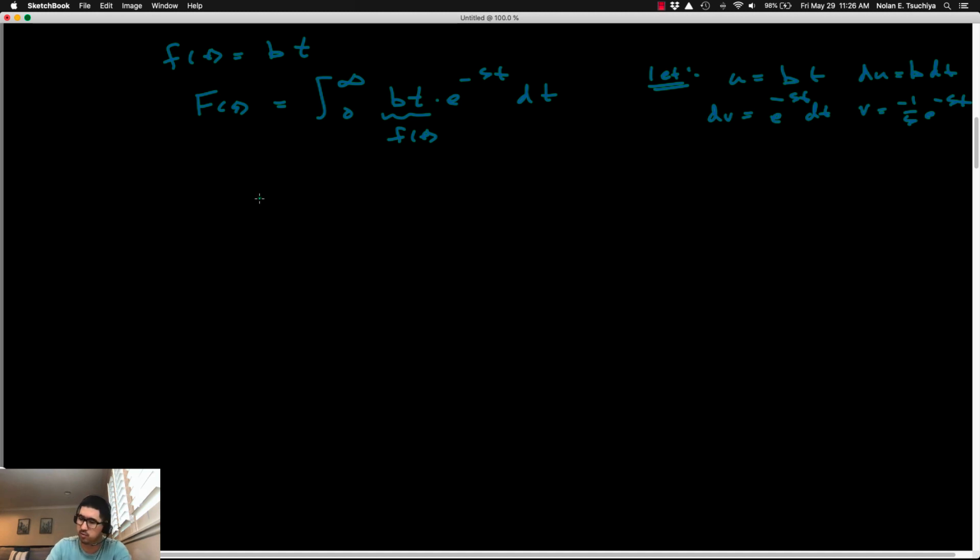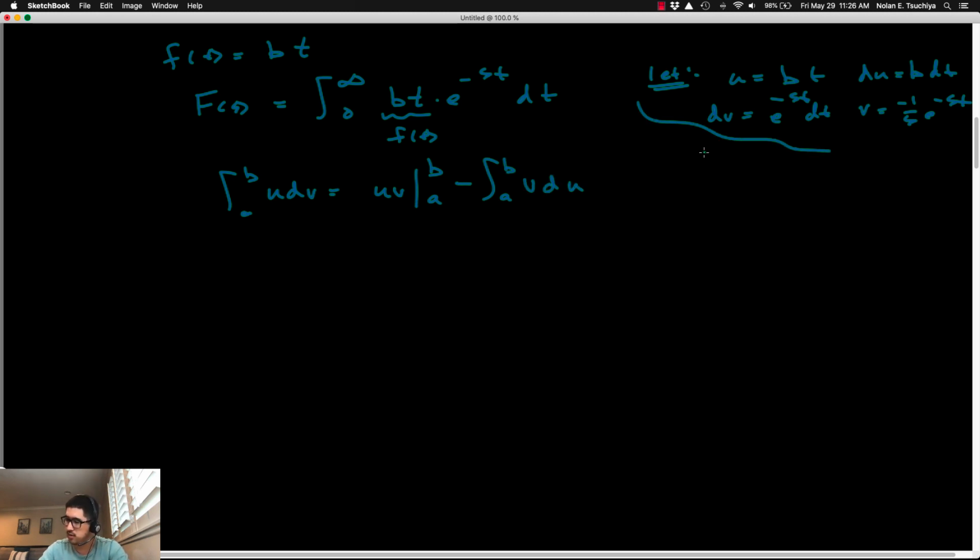And then we've got to plug into our integration by parts, which fundamentally looks like this. The integral from a to b of u dv is equal to uv evaluated at the limits minus the integral of v du. And then we'd plug all this stuff into that. And basically you can see that this becomes a page or two worth of integral calculus just to take the Laplace transform of the second most simple time function that pretty much exists.